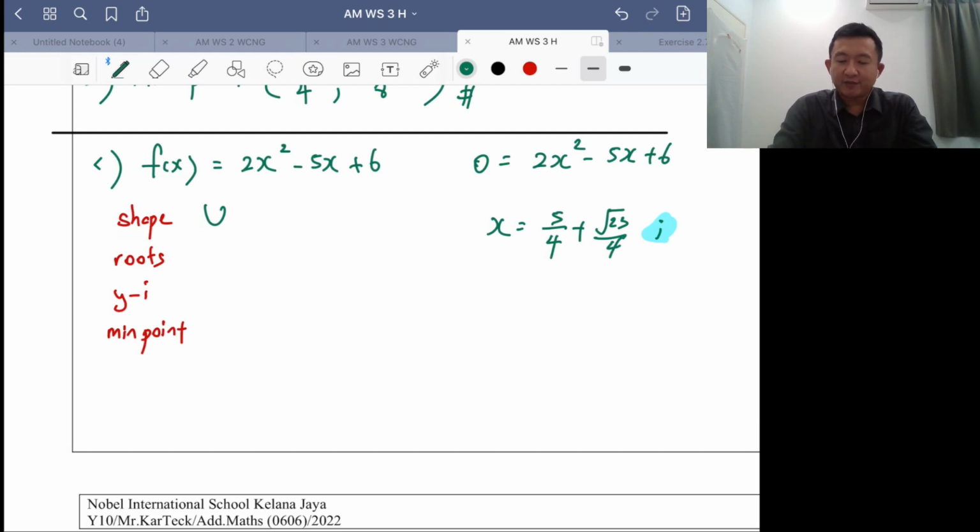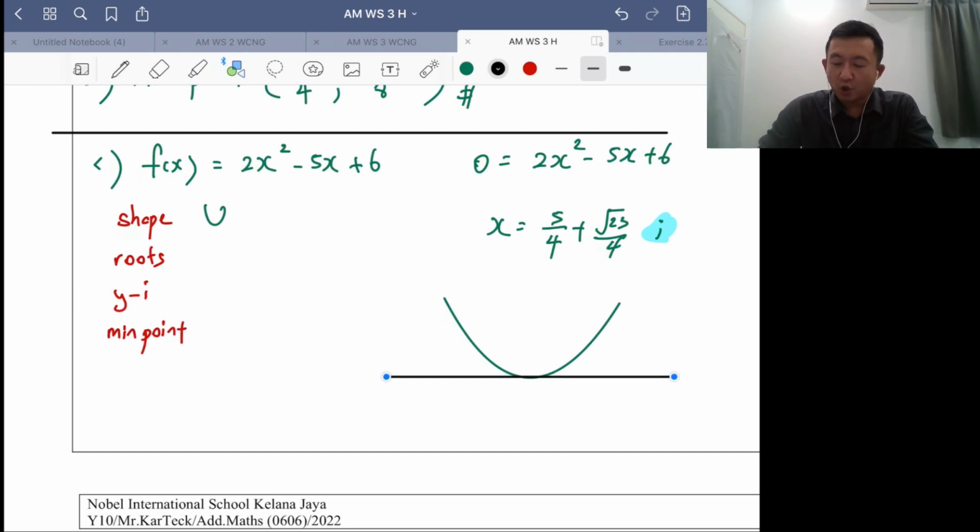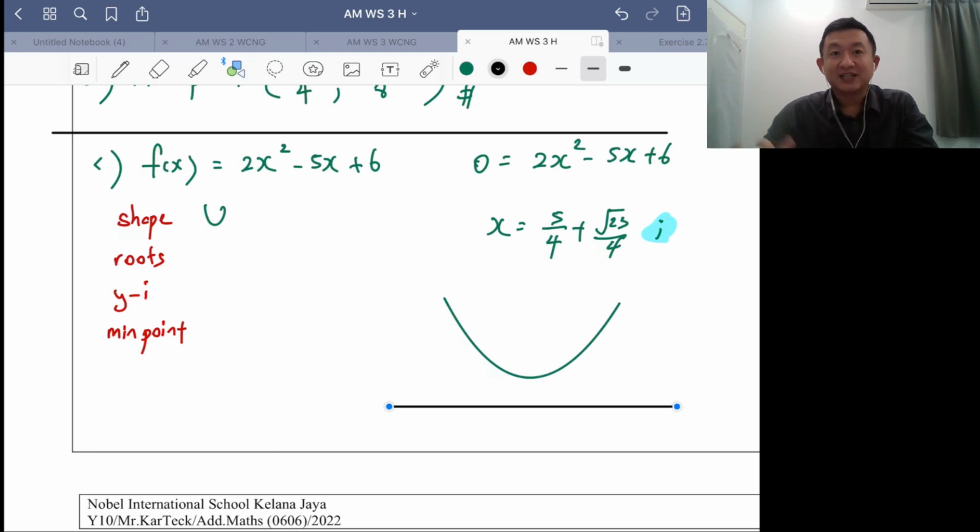Okay, so whenever you get this from your calculator, there's an i. I want you to know, this is what you should have in your mind as a visualization. You know that this is your quadratic function. What do I mean by there's no roots? No roots means there's no intersections. It's not two points of intersection like this, not just one, but no intersections at all. So if there's no intersection, there's no roots.